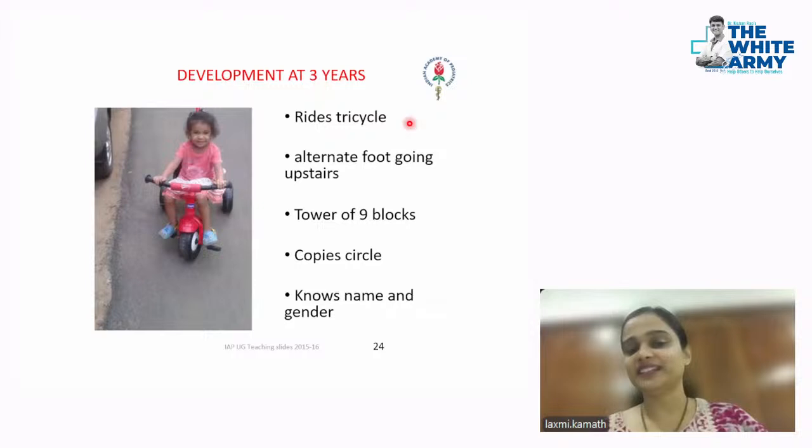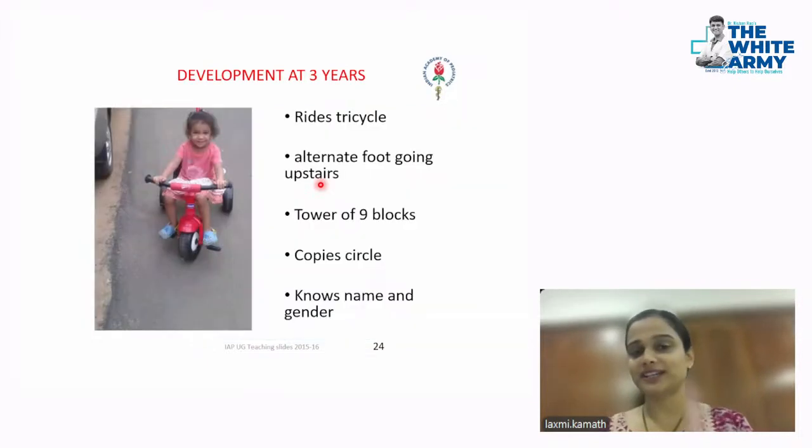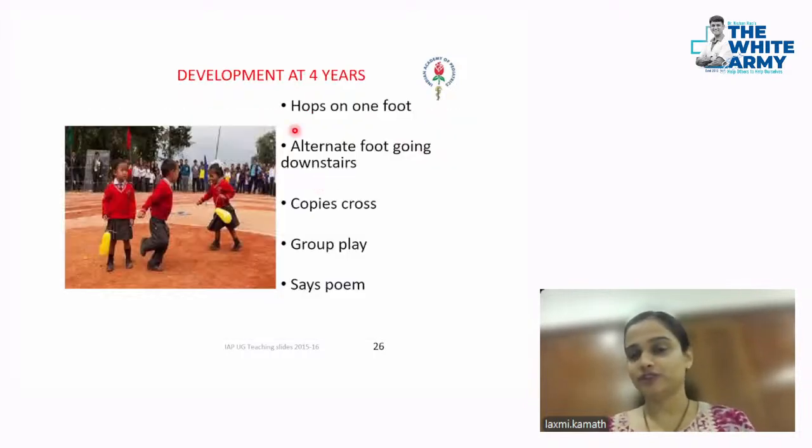And then by 3 years, the child will be able to ride tricycles. And now the same stairs, it will go alternate foot upgoing. Whereas by 4 years, it will come downstairs by alternate foot. So downstairs comes at 4 years, upstairs comes at 3 years. Okay. So alternate foot going downstairs comes at 4 years of age. And also at 4 years of age, the child hops. Hops means it tries to jump with single leg. So the other leg is flexed and it is trying to hop.